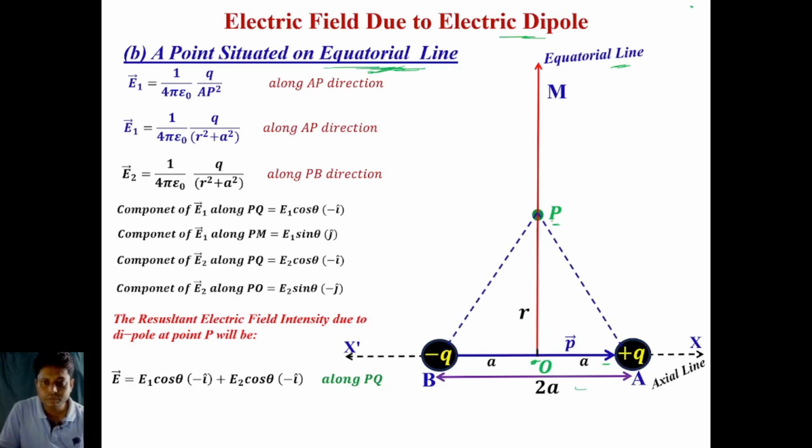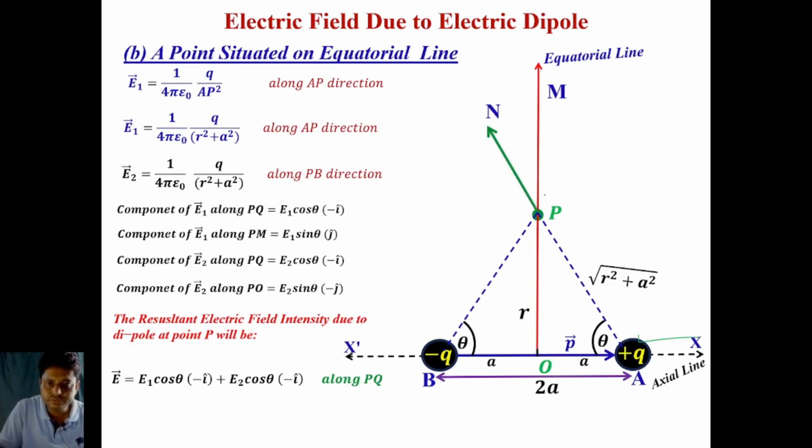Now, consider P to A and P to B, the distance is the square root of r square plus a square. Obviously, if this distance is a and this is r, then this distance will be the square root of r square plus a square. Let this angle and this angle be theta and theta, right? Now, here this is your positive charge, right? If we substitute a unit positive charge at this point P, it is going to be repelled by this positive charge along this direction.